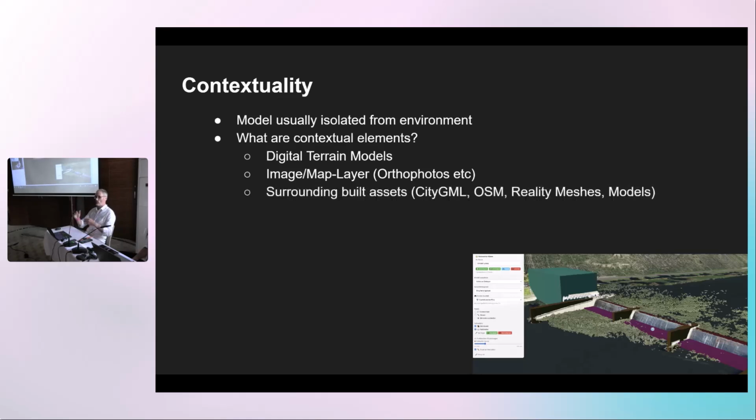And then, of course, the most important part, the surrounding built assets, which is usually missing in Google Maps. It's there in Google Earth. And if you want to have Berlin as CityGML data, which is semantic hierarchy data, OpenStreetMap buildings, you can have reality measures from LiDAR scans, or simple or more complex CAD models, of course.